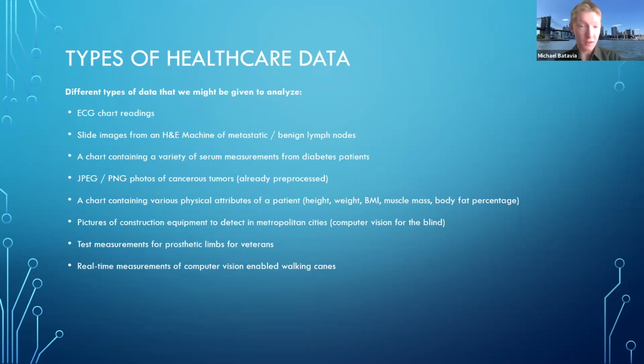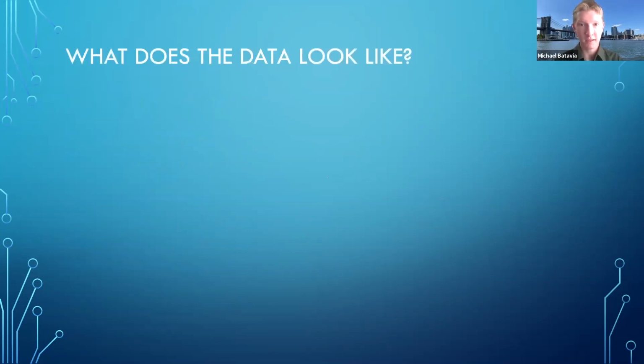So there's a lot of different data you could be given. You could be given straight up numbers, you could be given images, you could be given videos. But the most common type of data is usually going to be charts containing numbers. Like one of you said in the chat, data on previous surgeries. Or you could be given images or video, most commonly images.